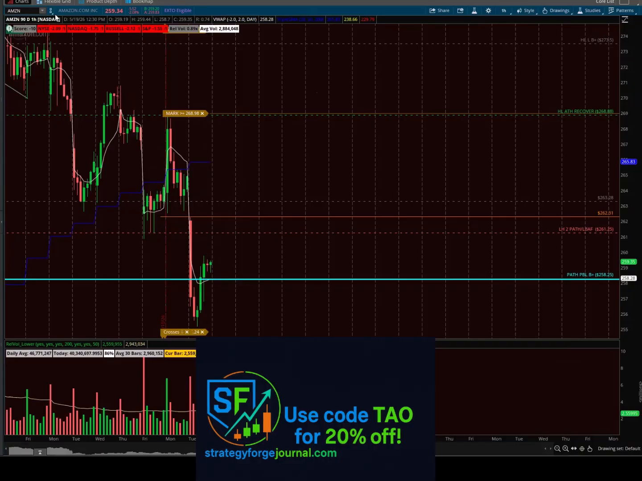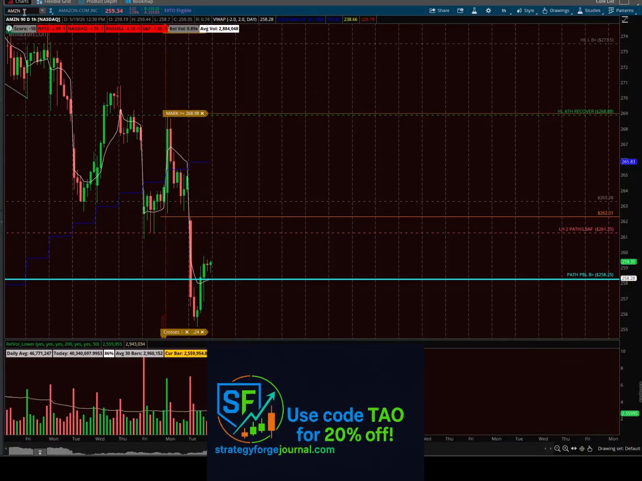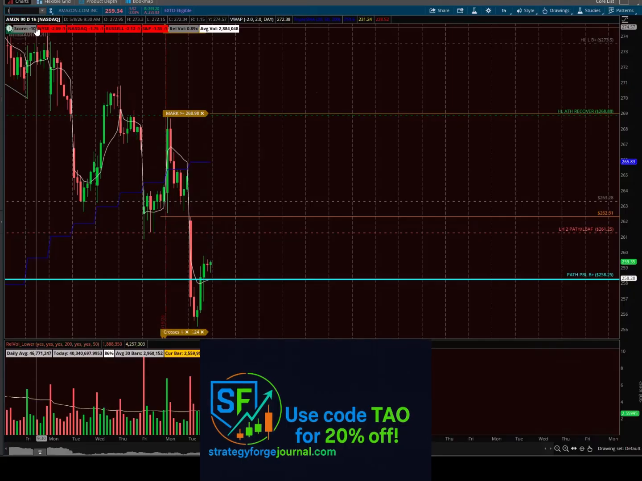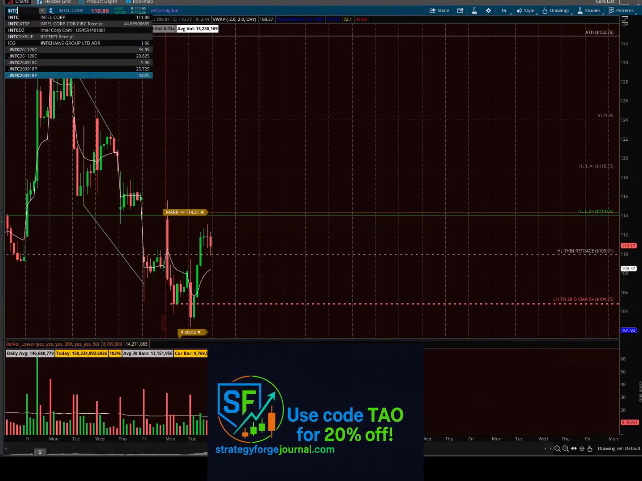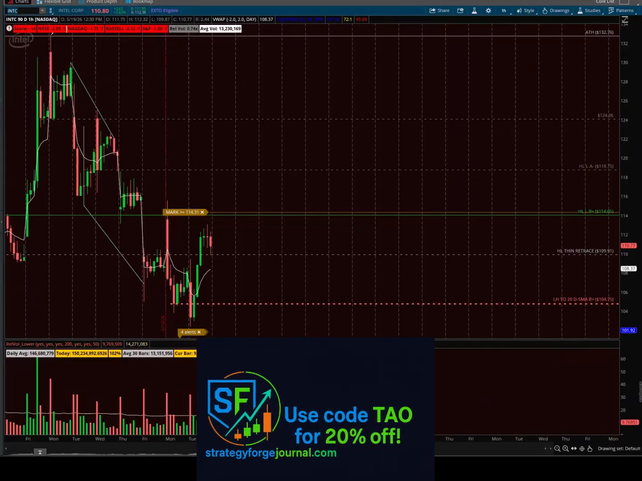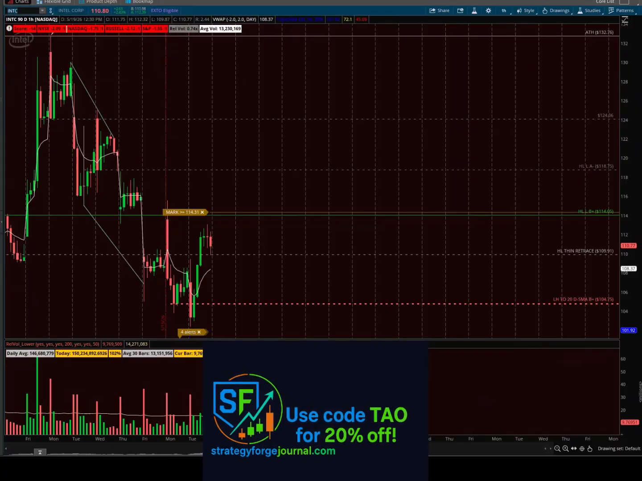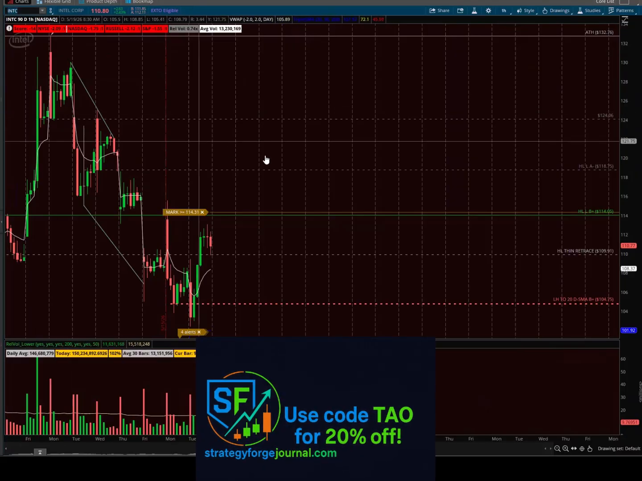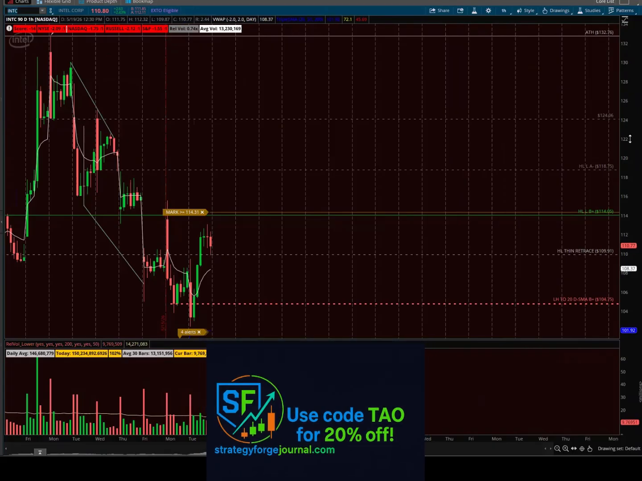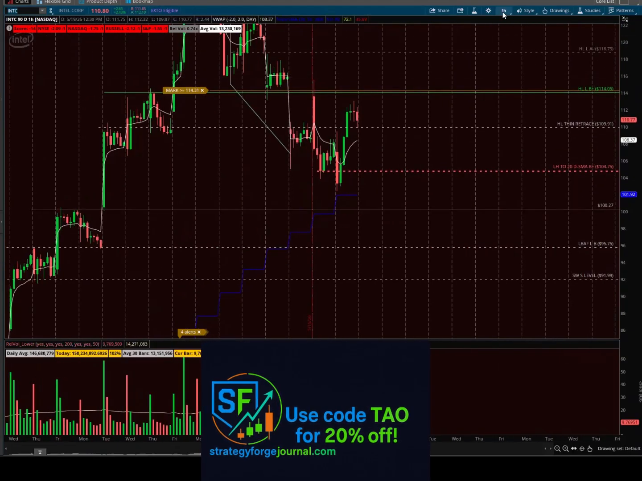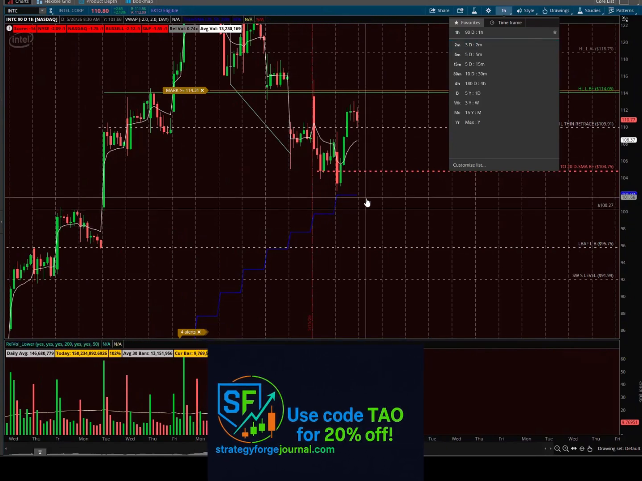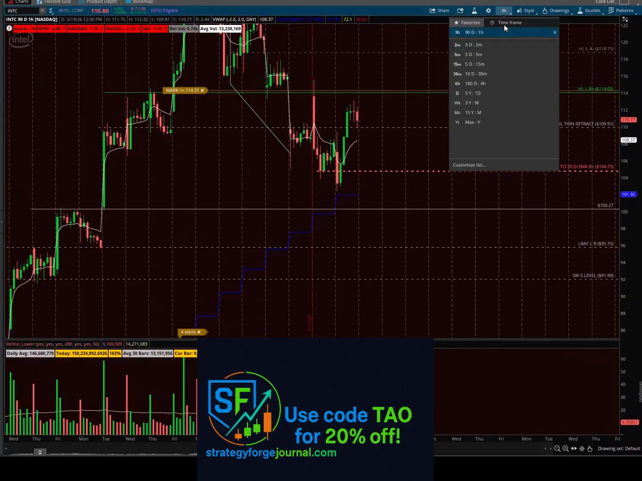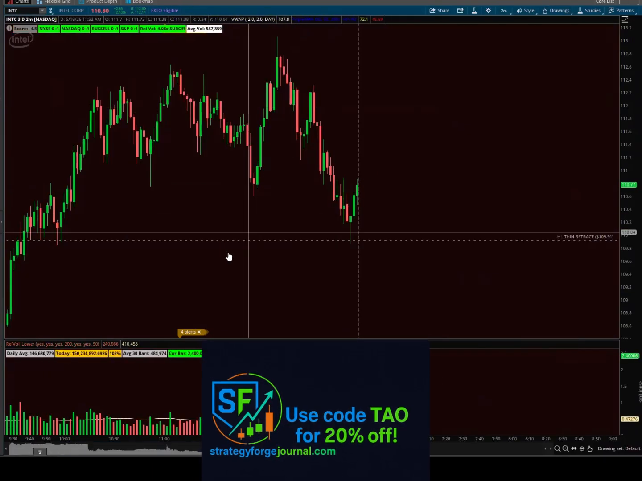So that idea worked out perfectly today. Next idea I shared yesterday was Intel. On Intel, according to my notes, I was looking for a higher low over 114 or a lower high below 104.75. So let's see what happened. And obviously, I would have said target the 20 SMA. Looks like it pretty much got right to it.